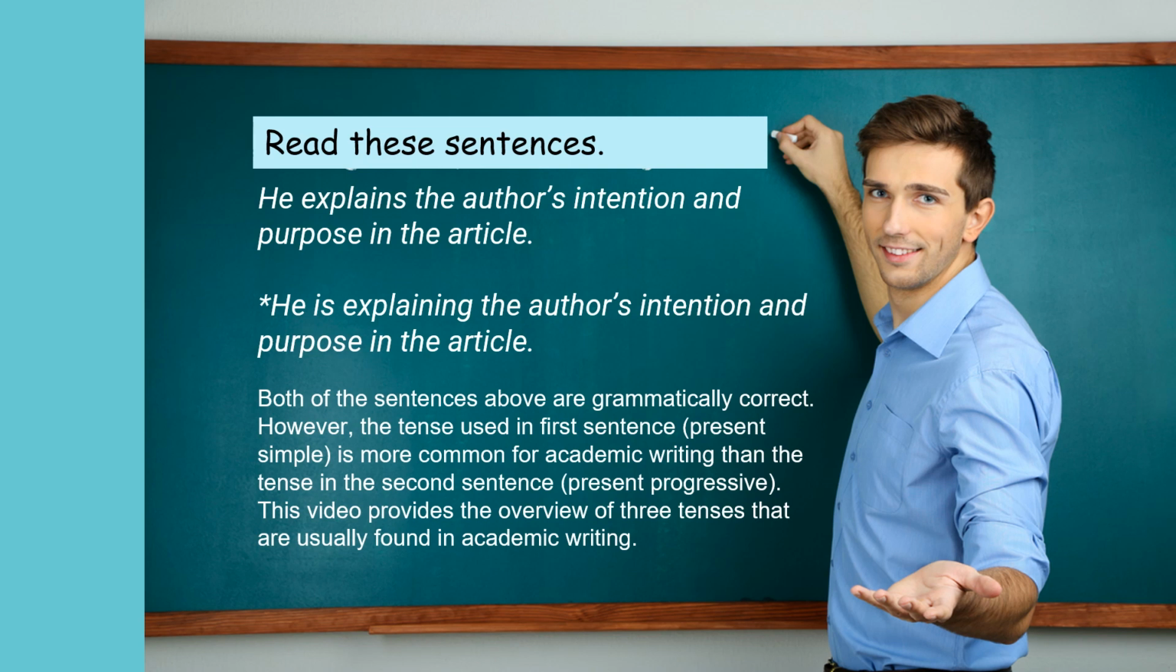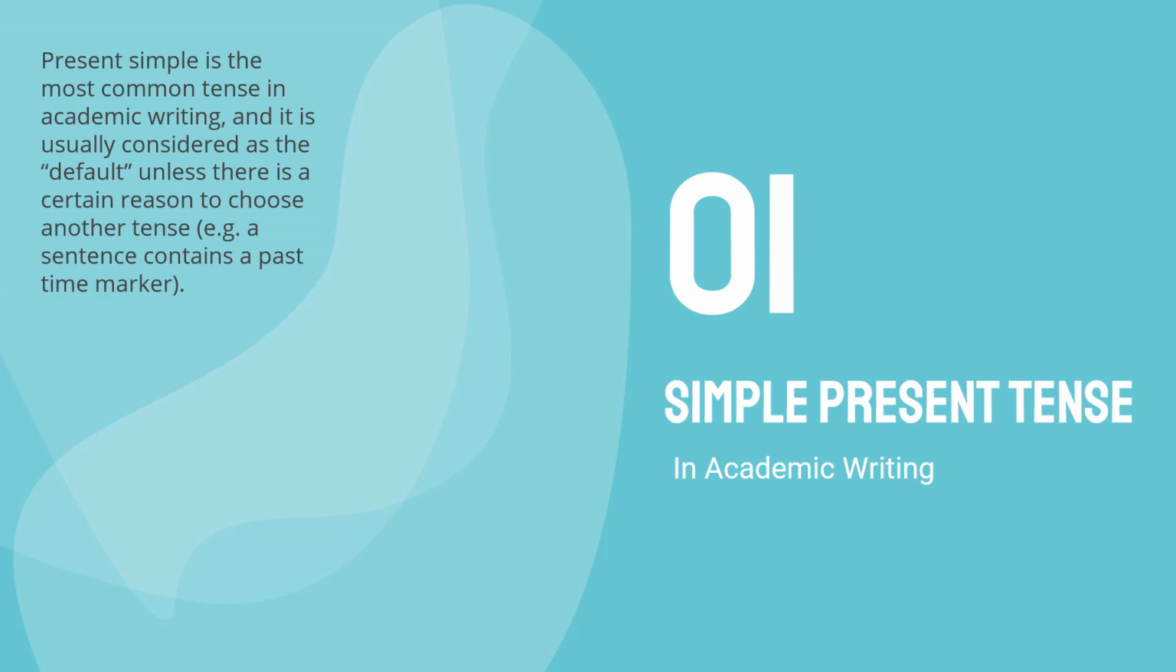This video provides the overview of three tenses that are usually found in academic writing. The first one, simple present tense. Present simple is the most common tense in academic writing, and it is usually considered as the default unless there is a certain reason to choose another tense. For example, a sentence contains a past time marker.